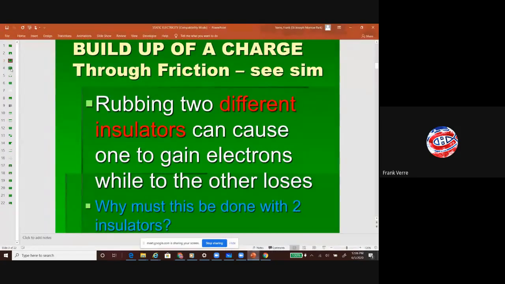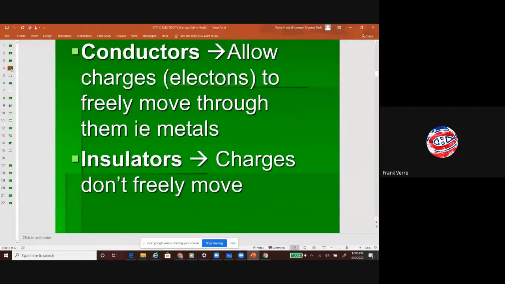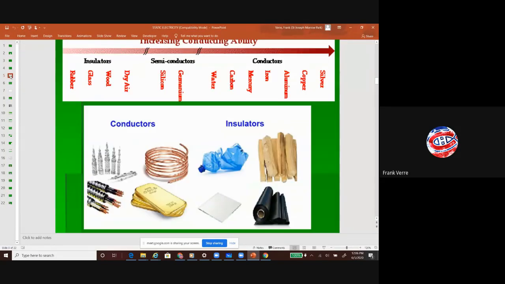Why does it have to be insulators? A conductor is different than an insulator. A conductor is something that will allow charges to move through it really easily. That's why we make wires out of conductors. But insulators don't allow charge to move easily through them. I mentioned this last time: this is why you put the insulator around the wire, so that when you touch the wire, you don't get an electrical shock, right? Conductors we know are made of things like metals. Remember, that's one of the physical properties of a metal, being a conductor.